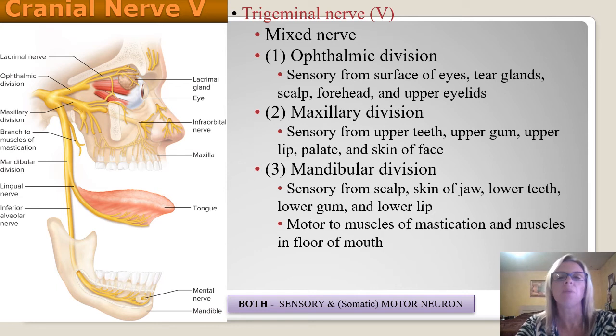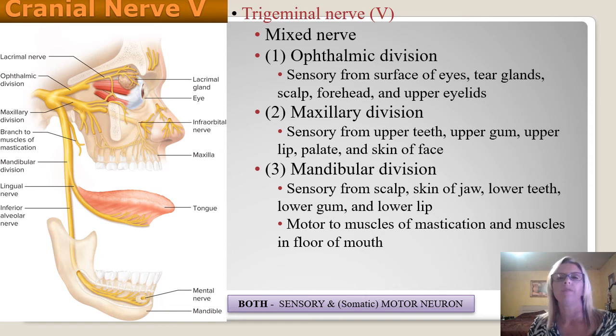All right, the 5th cranial nerve here, this is the trigeminal nerve. These arise from the pons. They are mixed nerves with extensive sensory areas. This is the main sensory nerve to the face and what we call muscles of mastication. Mastication is chewing, and these include 3 branches called ophthalmic, maxillary, and mandibular.